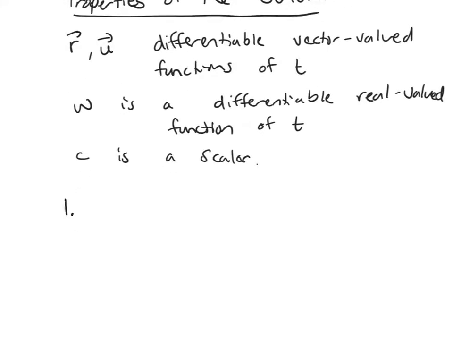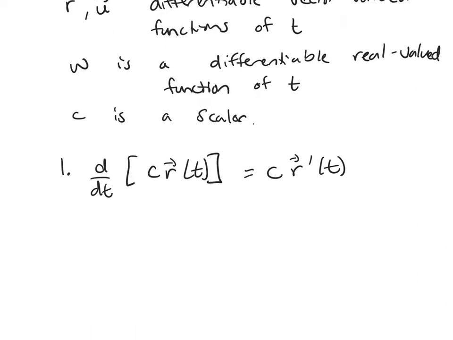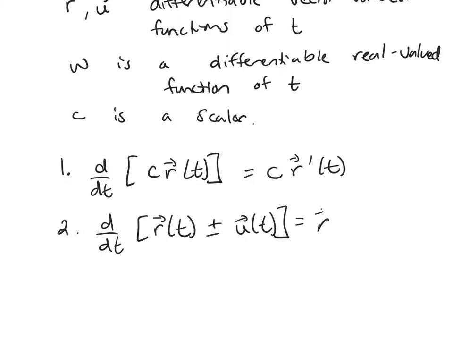So the first one, and a lot of these properties are very similar to properties that you had before with functions. If you take the derivative of a constant times a vector valued function, it's a constant times the derivative of R. If I take a sum or a difference and I take the derivative of r of t plus or minus u of t, this splits up into the derivative of R plus or minus the derivative of u.